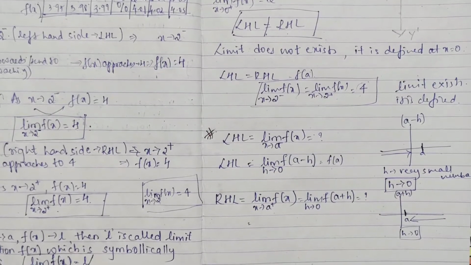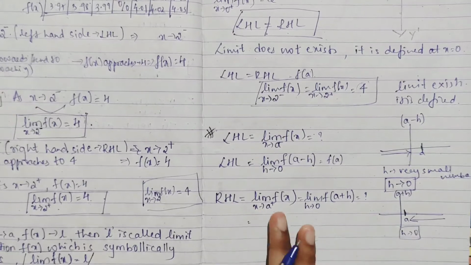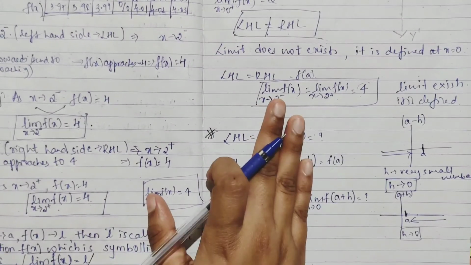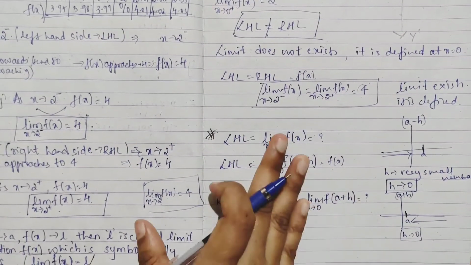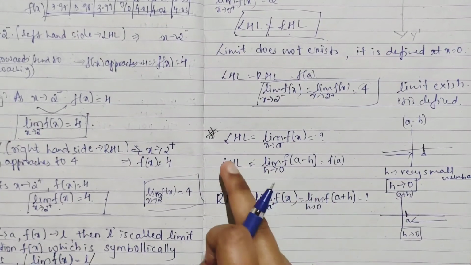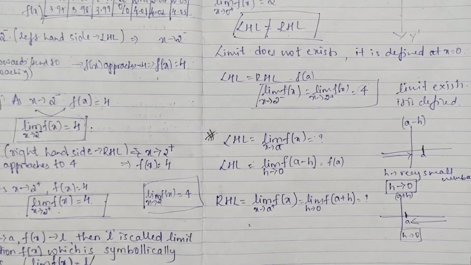This is very useful in your PUC second year. This limit topic is very useful because you will have continuity and differentiability based on your limits and derivatives only. So please remember all this: your left hand limit, your right hand limit, and what a limit is.